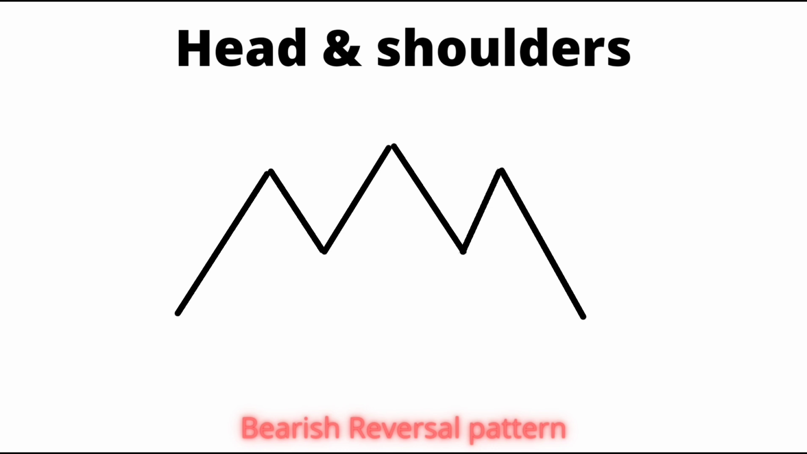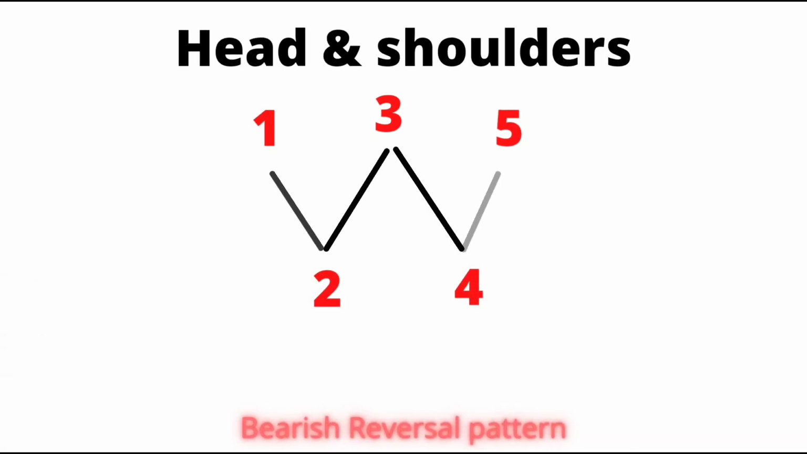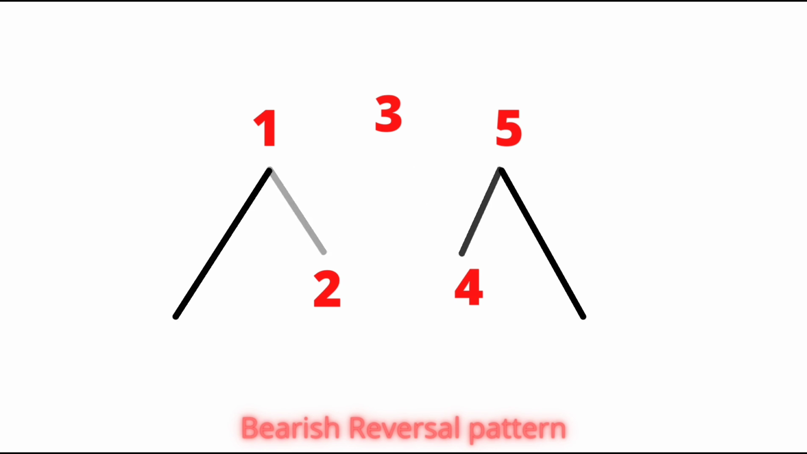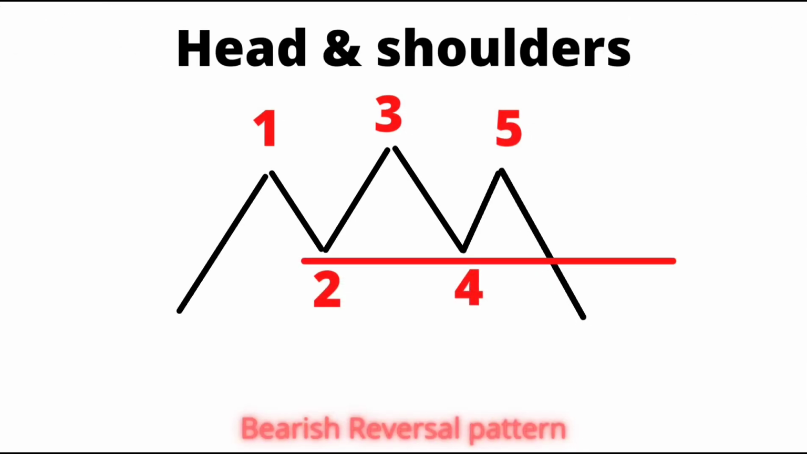There are a few important elements in the head and shoulders pattern. The shoulders, which are highlighted by numbers 1 and 5. The head, which is highlighted by number 3. The neckline, which is the line connecting numbers 2 and 4. The chart pattern is given this name because the price action appears in the shape of a head and shoulders. It makes it easy to remember and to track the pattern in real time.